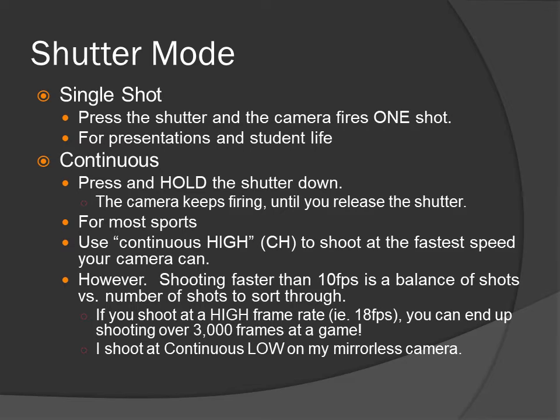Continuous. You press and hold the shutter down. The camera will keep firing until you release the shutter. Use this for most sports. Use continuous high, often on the camera as CH, to shoot at the fastest speed your camera can. However, if your camera can shoot faster than 10 frames per second, it is a balance of shots versus number of shots to sort through.